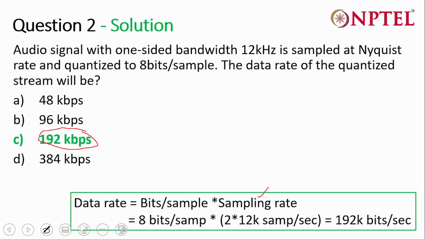So you should first know the sampling rate and then how many bits you have per sample. So how do you find the sampling rate? They've given that it is sampled at Nyquist rate. So we have the bandwidth as 12 kilohertz. So our sampling rate is going to be 2 into 12k samples per second, and they've given that it is quantized to 8 bits per sample. So we have 8 bits per sample into 2 into 12k samples per second. So ultimately 8 into 2 into 12k, we are going to get 192 kilobits per second.